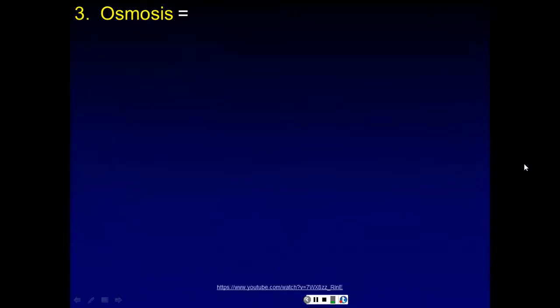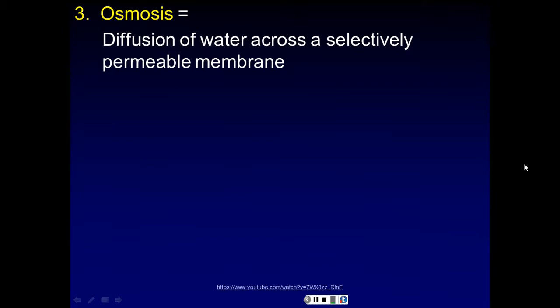The third type of passive transport is called osmosis, and this is simply the diffusion of water. A lot of you have seen Osmosis Jones. You grew up with Osmosis Jones, so you should be familiar with the word. We're talking about the diffusion of water.